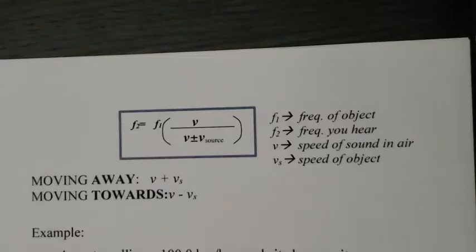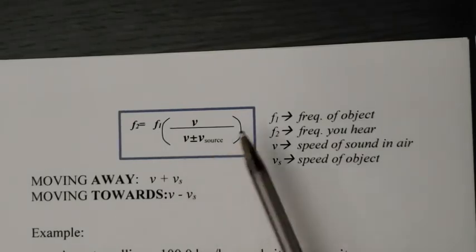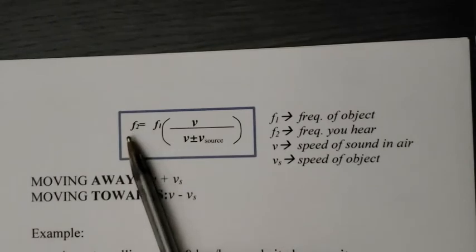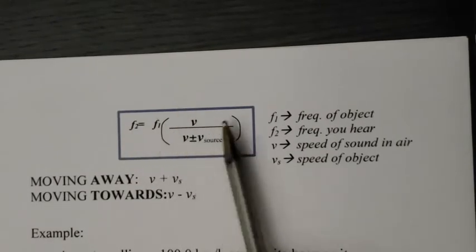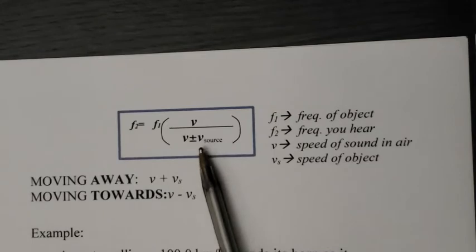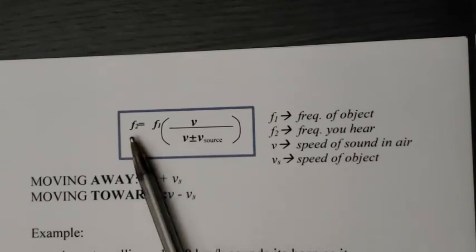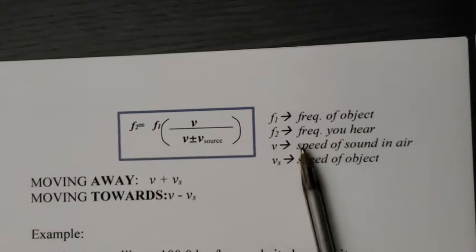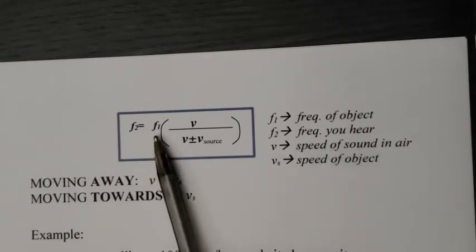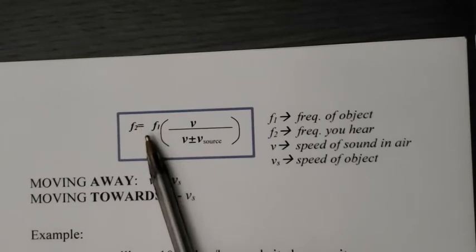To solve for this frequency discrepancy, where sometimes it's higher pitch, sometimes it's lower pitch, we have this formula here. Frequency 2 is equal to frequency 1 times V divided by V plus or minus V of the source. So let's go over what these things are. F2 would be the frequency that you're hearing. Sometimes it sounds higher pitched or lower pitched, depending on whether the object's moving towards or away from you. Frequency 1 is whatever frequency is being made by the object if it was stationary. So if it was stationary hitting their horn, that's the frequency that they're producing.